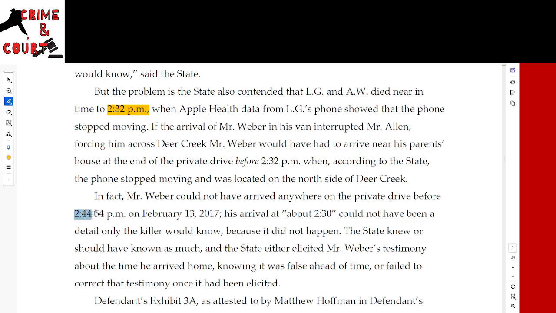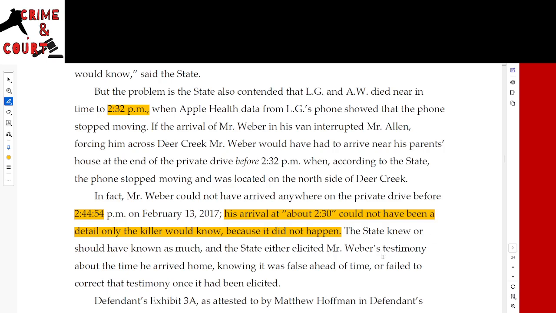So the timeline, he couldn't have arrived at that spot until 2:44 p.m., not the 2:32 that he says. So his arrival at about 2:30 could not have been a detail only the perpetrator would know because it did not happen. So he lied about the time of when he got home, and so that couldn't be part of the state's theory. It just doesn't line up.